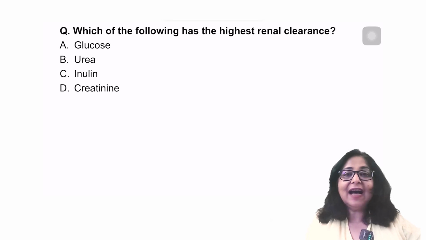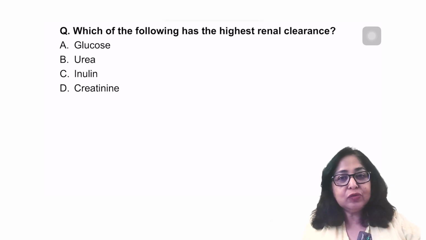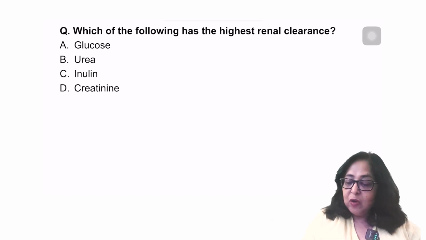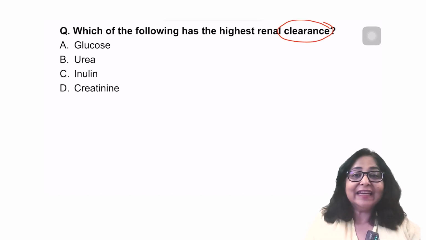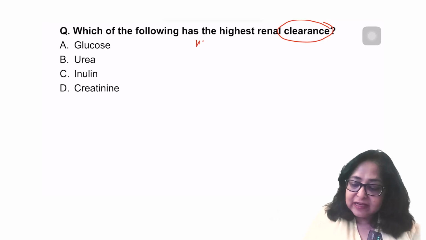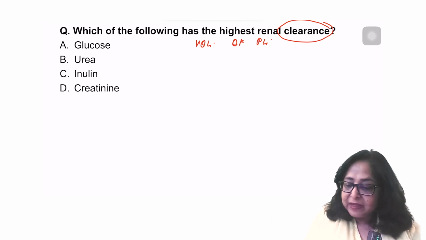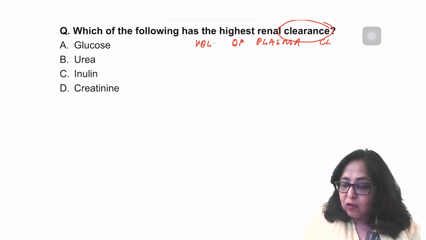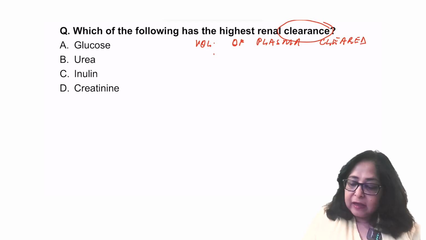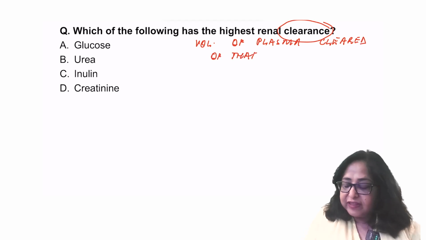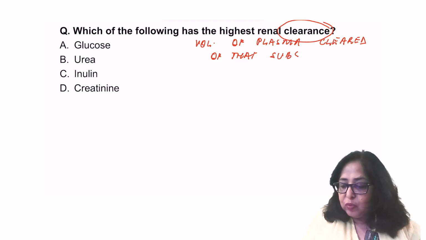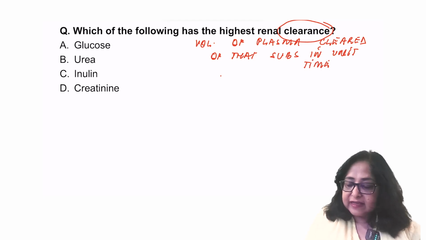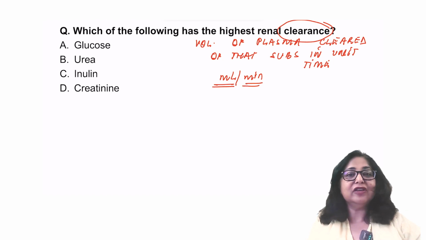Which of the following has the highest renal clearance? So two to three important points before we deal with this question. What is clearance? How do you define clearance? Clearance of a substance is the volume of plasma cleared of that substance, or free of that substance, in unit time. And the unit for clearance is ml per minute, volume of plasma free of that substance in unit time.